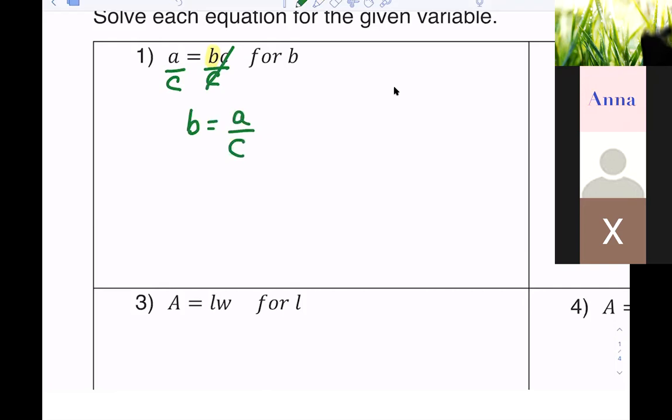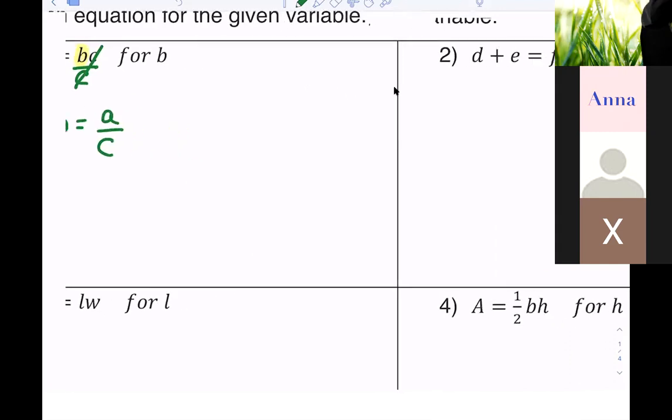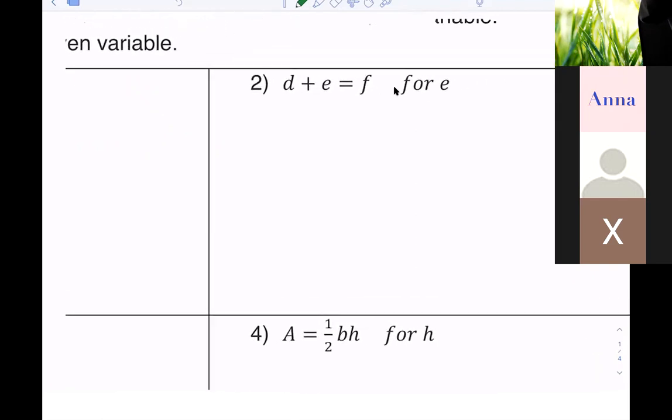This is reinforcing how to solve equations. That's what this is doing. All right? Now, number 2, I'm solving for e. I love the iPads because you can highlight the thing that you're solving for.